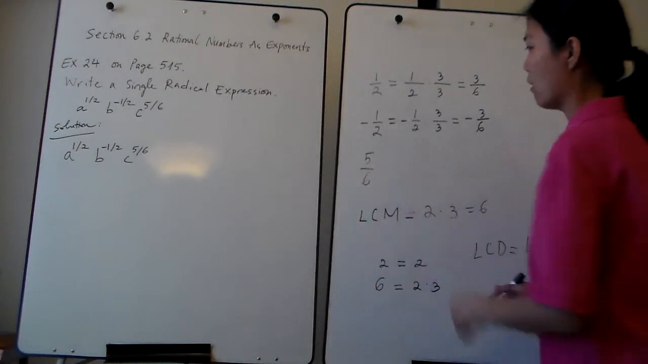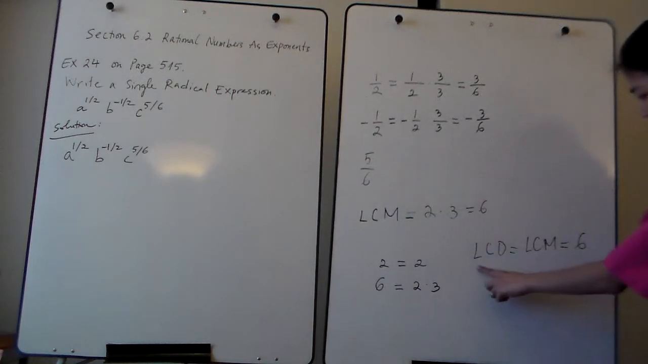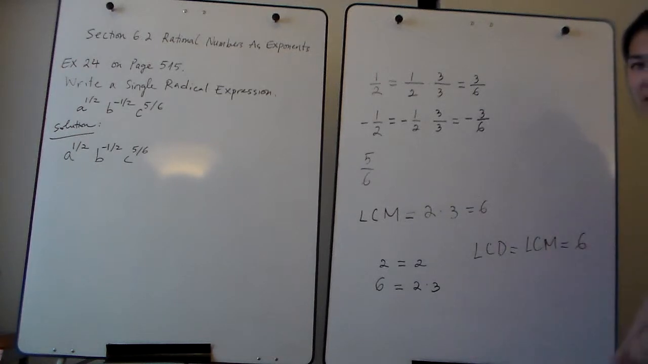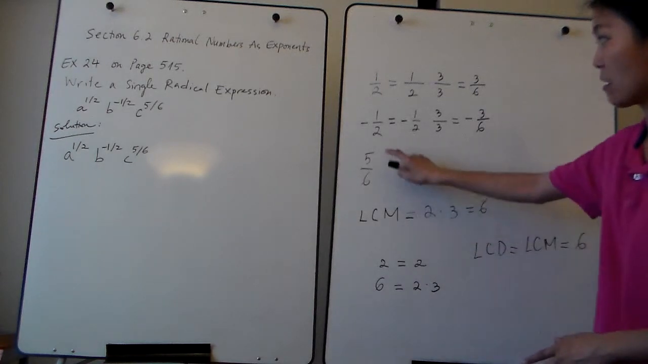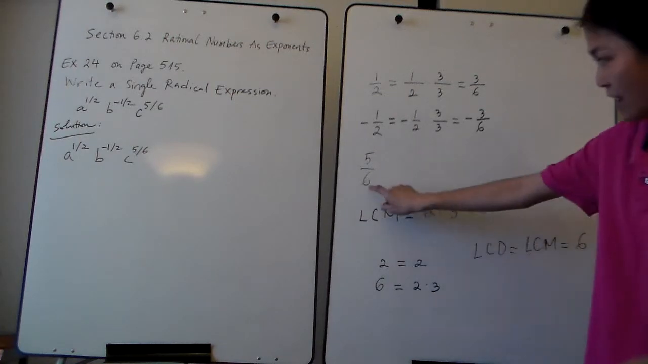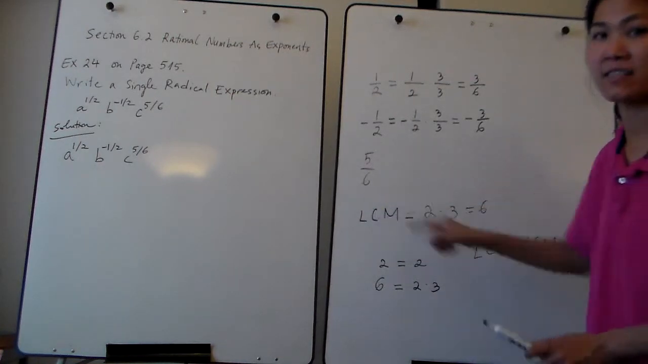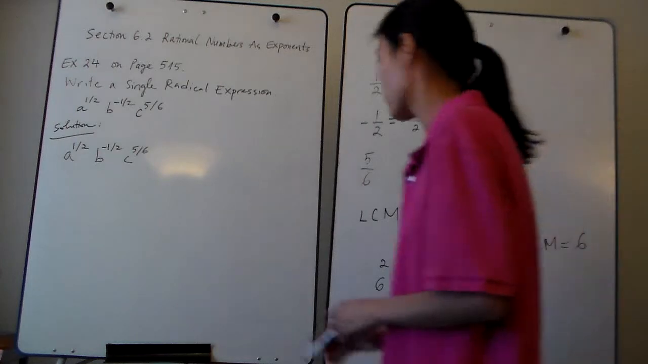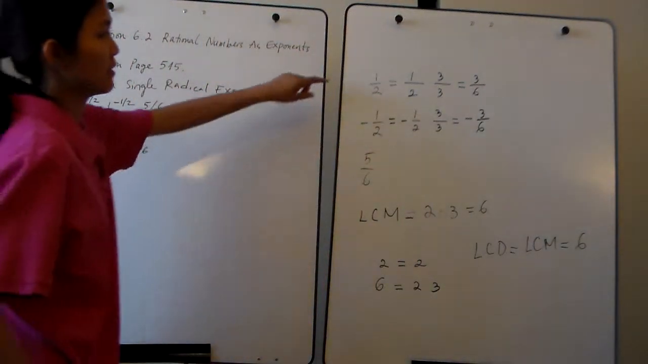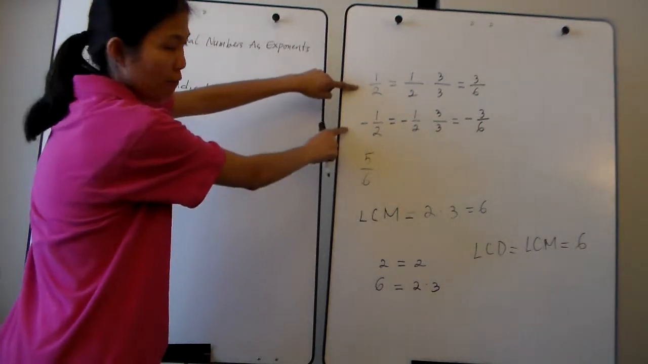For 5/6, this 6 is already the LCD. So that means we just leave the 5/6 as is. You don't need to change it any further, because 5/6 is already in the form that we desire, with the LCD 6 as the denominator. So that means the only two exponents we need to convert are 1/2 and negative 1/2.